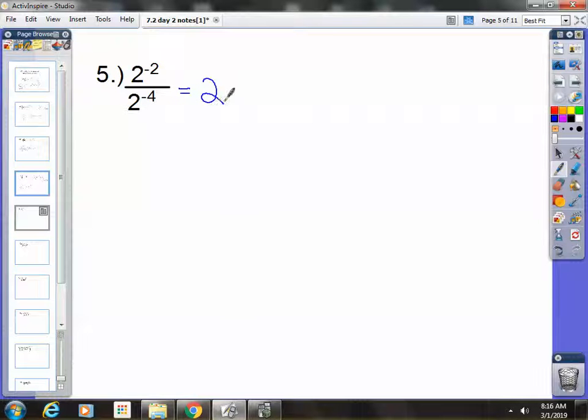We know we can subtract those exponents. So what is negative 2 minus a negative 4? Positive 2, isn't it? Well, that one we can do in our head. What is 2 squared? 4.